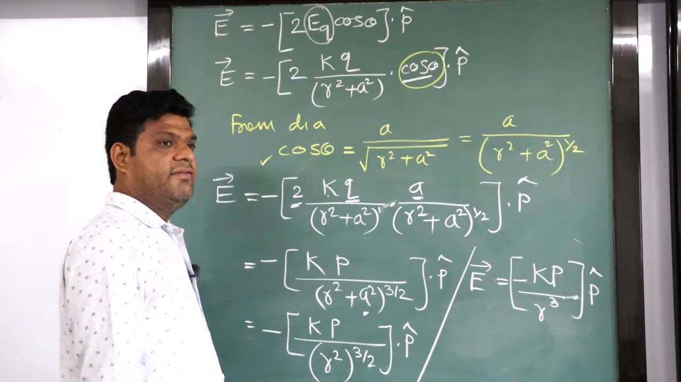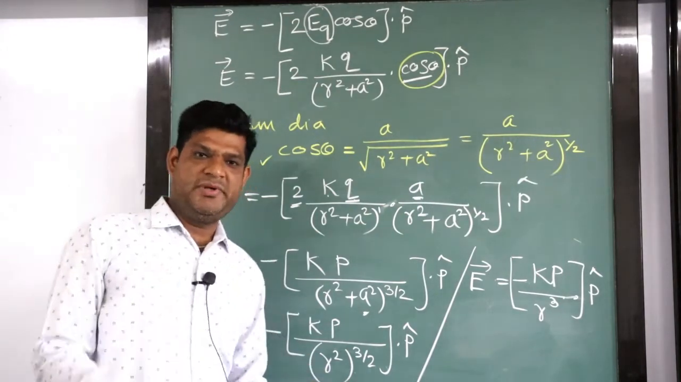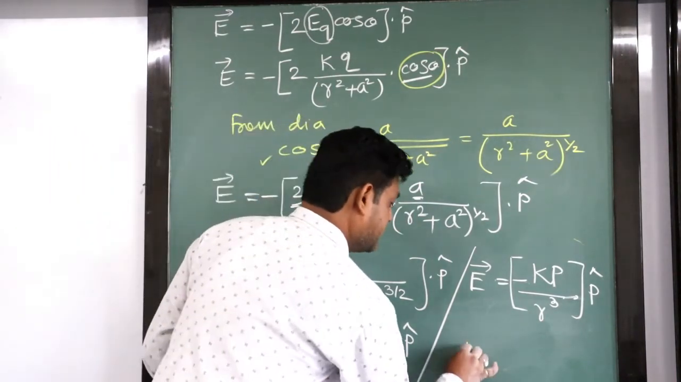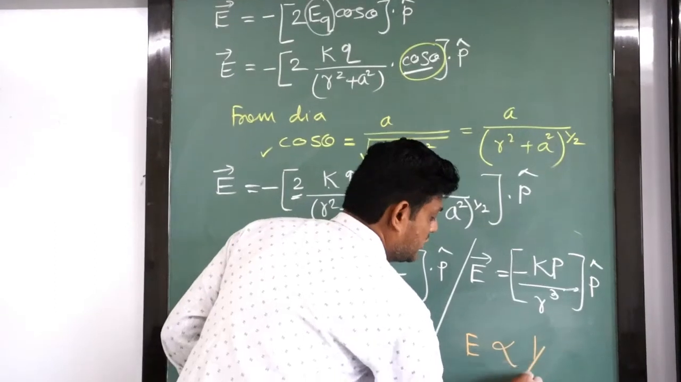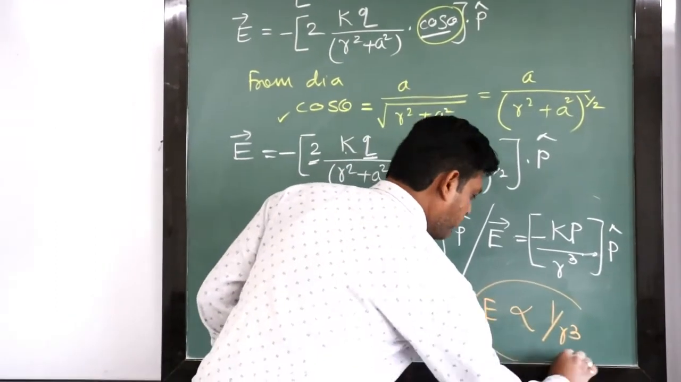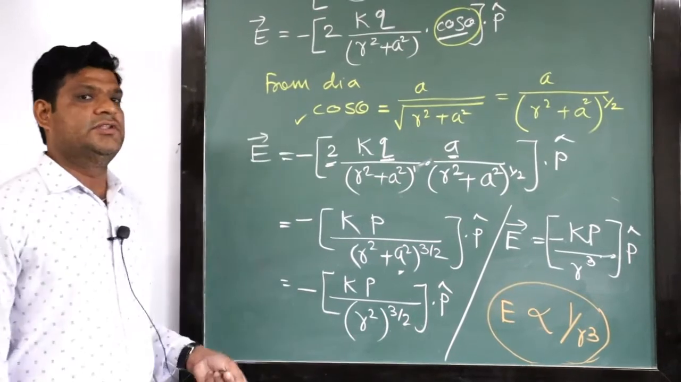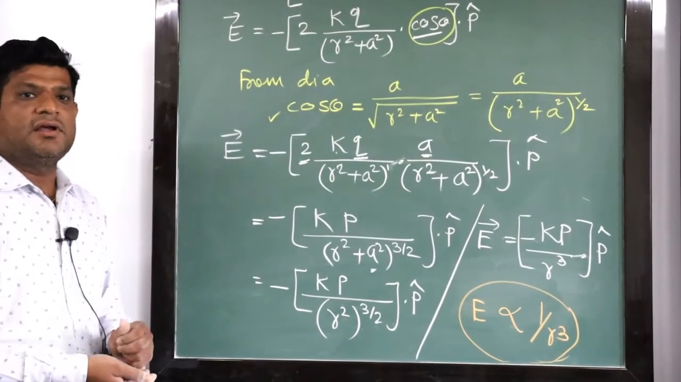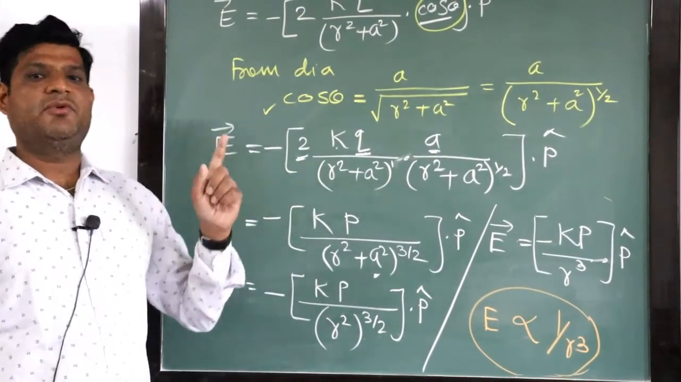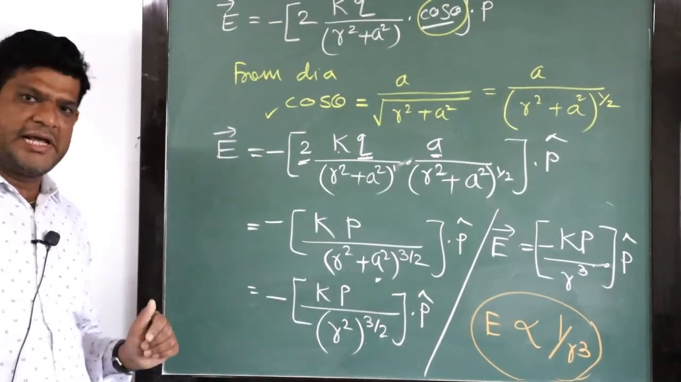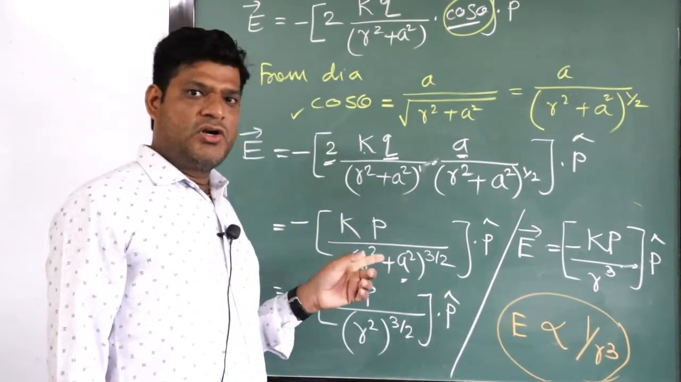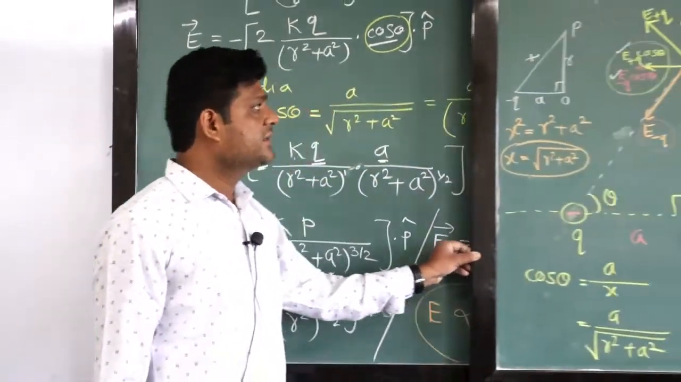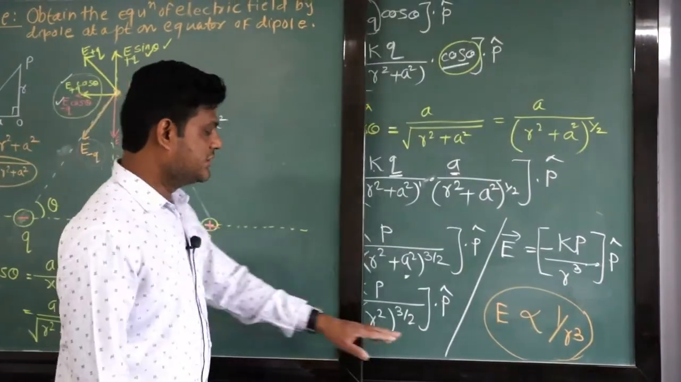This is the electric field at the point P, and the point P is on the equatorial line. Again we can say that this electric field is inversely proportional to R cube. Very important relation. So here the topic ends. In this topic we calculated the electric field at a point kept on the equatorial line of the dipole. So take the screenshot of this. For the 3 marks we can write this topic up to this equation.